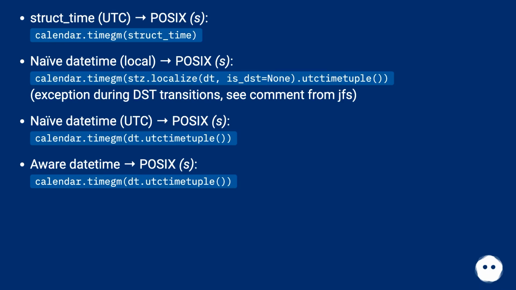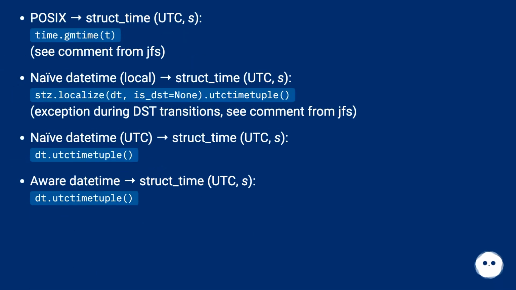calendar.timegm, dt.utctimetuple, aware datetime, py3.6, S. calendar.timegm, dt.utctimetuple, py3.6 struct_time, UTC, S. time.mktime, t. See comment from JFS, naive datetime, local, struct_time, UTC, S. stz.localize(dt, is_dst=None).utctimetuple. Exception during DST transitions, see comment from JFS, naive datetime, UTC, struct_time, UTC, S. dt.utctimetuple, aware datetime, struct_time, UTC, S.